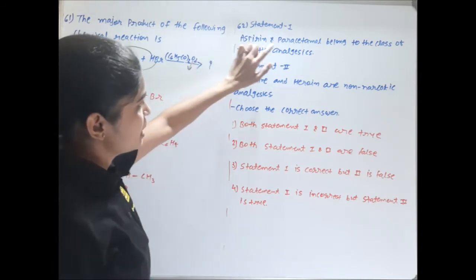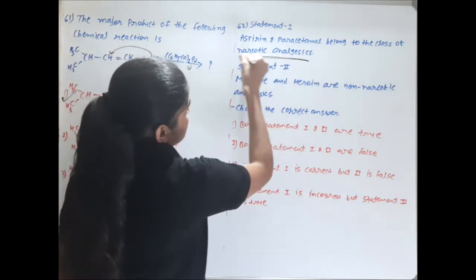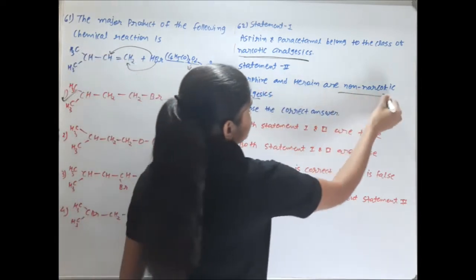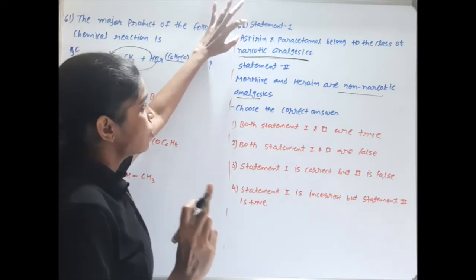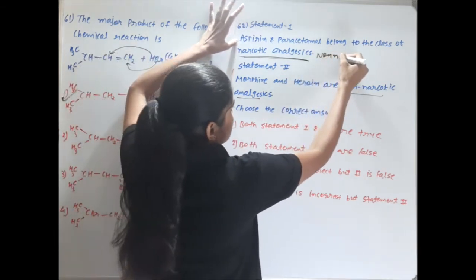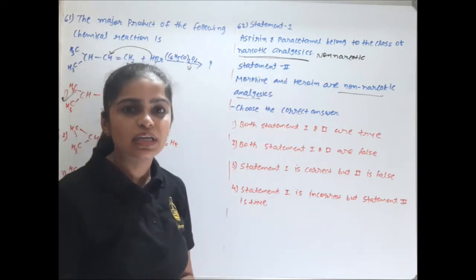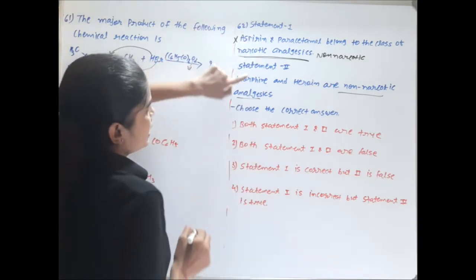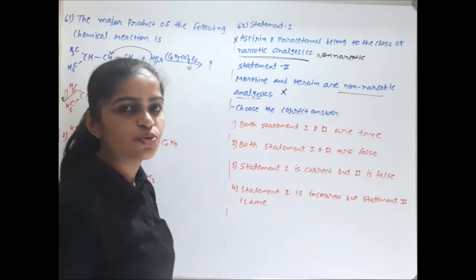Next, the statement says aspirin and paracetamol belong to the class of narcotic analgesics, and morphine and heroin are non-narcotic analgesics. We know that aspirin and paracetamol belong to the non-narcotic analgesics. And morphine and heroin are the narcotic analgesics. So this is the alternate. So this is wrong and this is also wrong. So the answer is that both statement 1 and 2 are false.